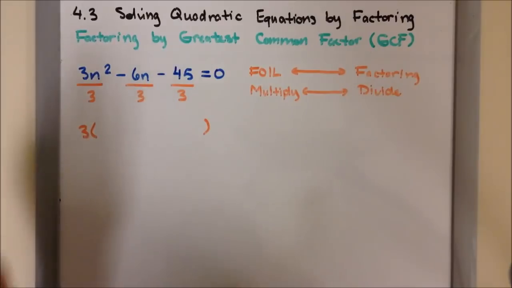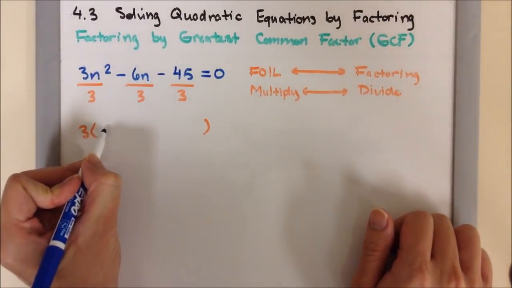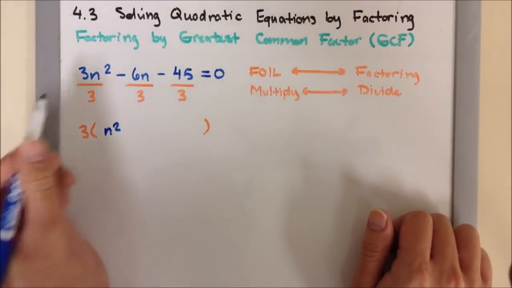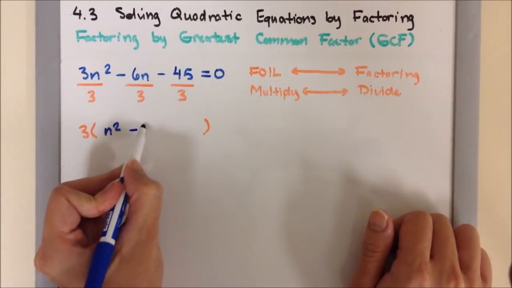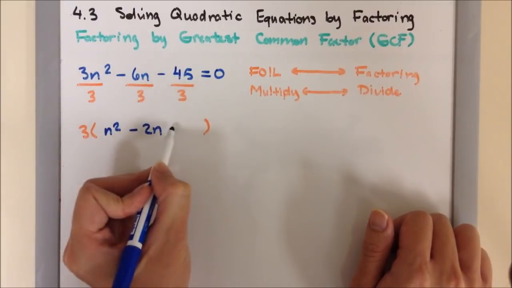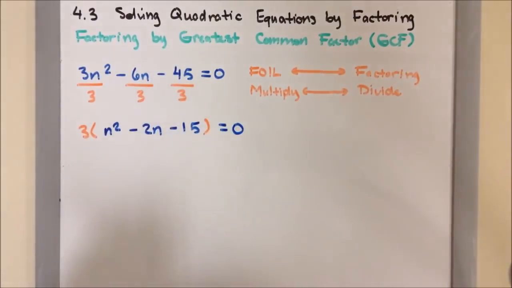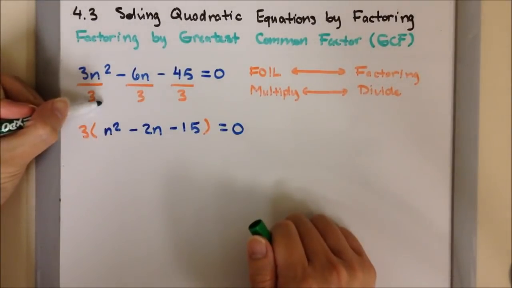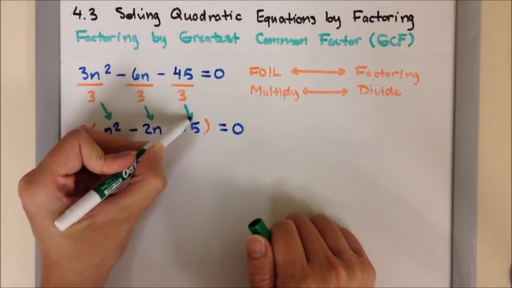So what I'm going to do is, 3n squared divided by 3 will simply be 1n squared, or just n squared. Negative 6n divided by 3 will be minus 2n. Negative 45 divided by 3 will be minus 15, and then equal 0. So I repeat, anything that you divide by a common number will be on the outside of the parenthesis. When you divide, whatever you get as your result goes inside the parenthesis, just like that.